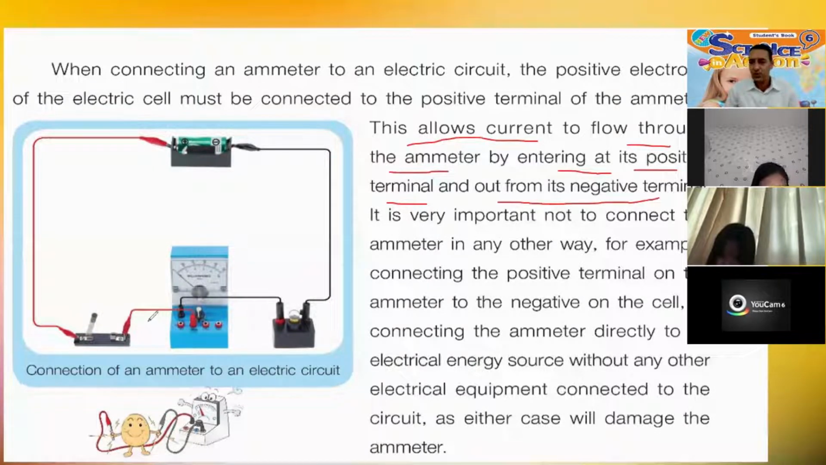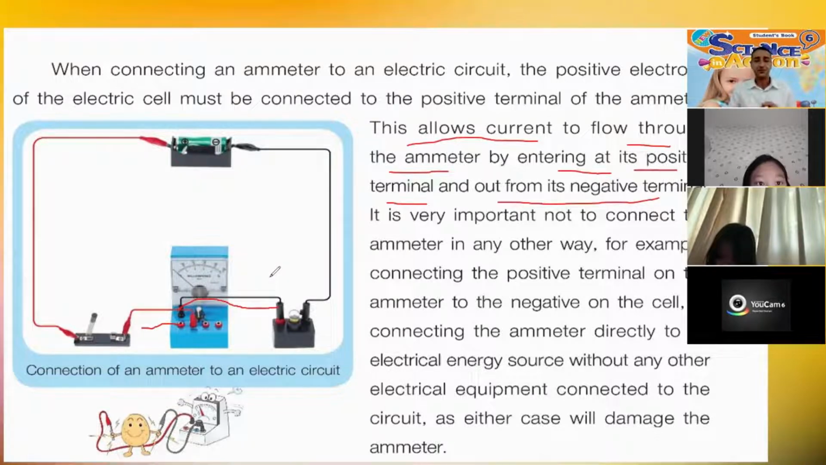So if we do so, what happens? The current goes through the meter entering at the positive terminal, and then it flows out of its negative terminal. So it's entering from the positive, and from the negative it goes out. All right, so it's very important not to connect the ammeter in any other way.